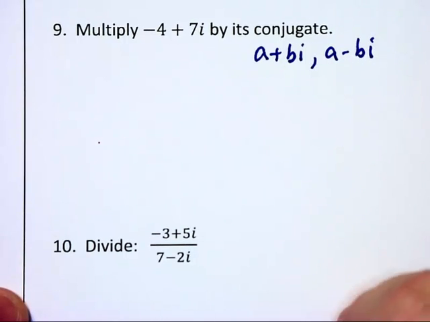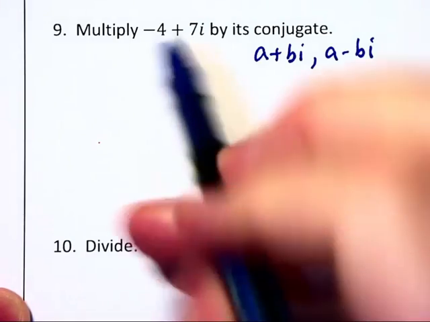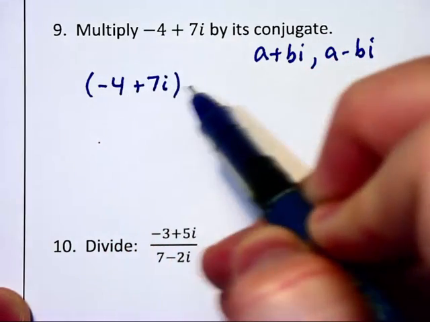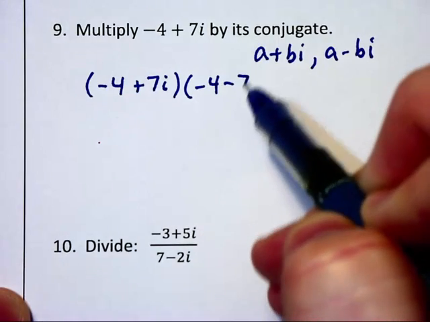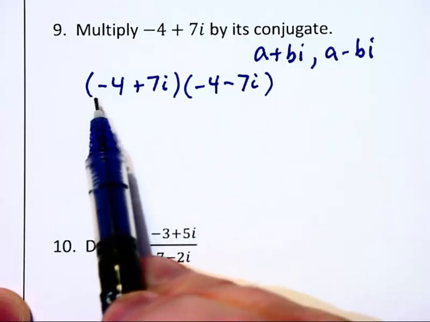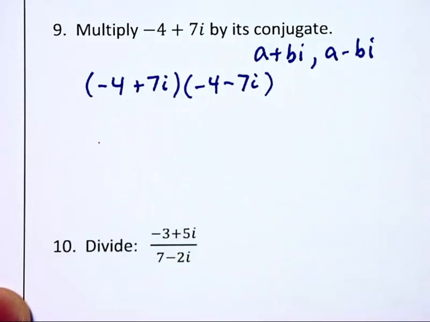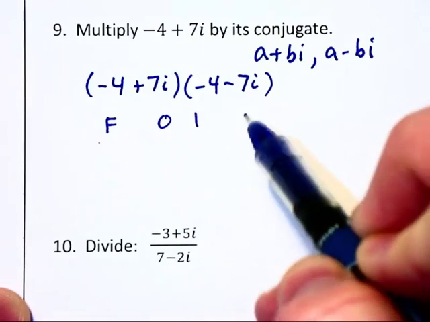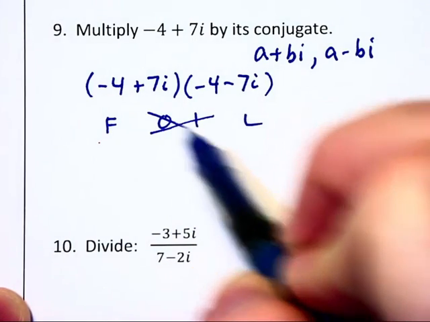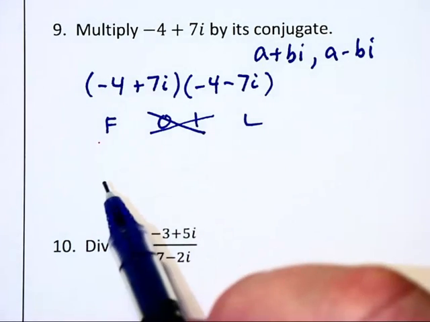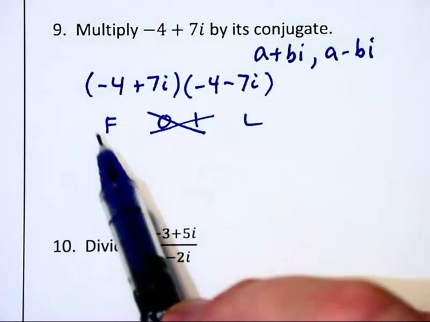So what we're going to do here in this problem when we're asked to multiply by the conjugate is multiply negative 4 plus 7i times negative 4 minus 7i, changing the sign in the middle of the parentheses. Notice we have not changed the sign on the negative 4. Now, when we go to do our FOIL procedure, it turns out that the O and the I terms are going to cancel each other out by design. And so when we're multiplying conjugates, we only have to focus on the F and the L.